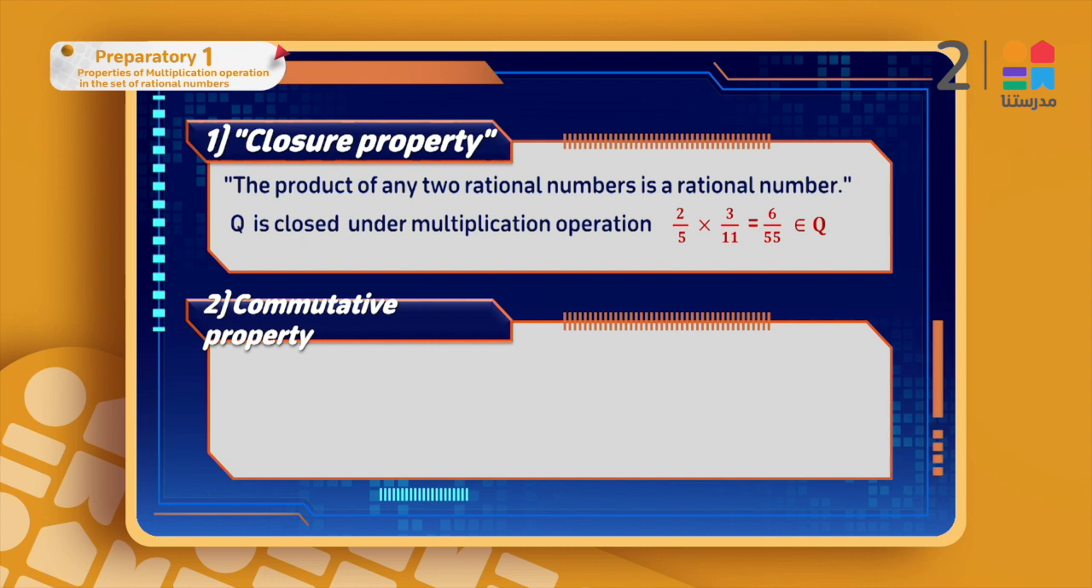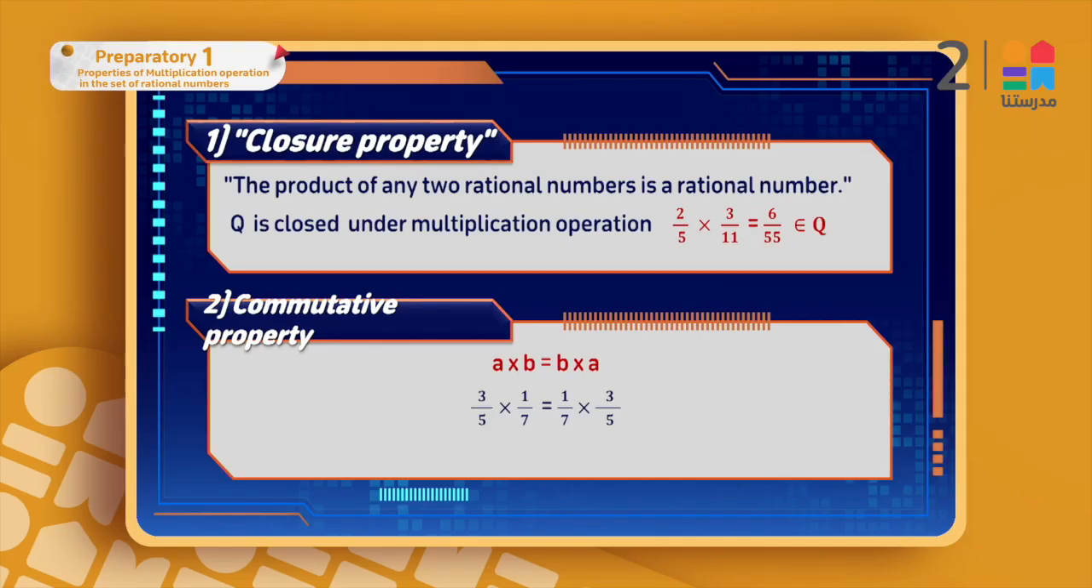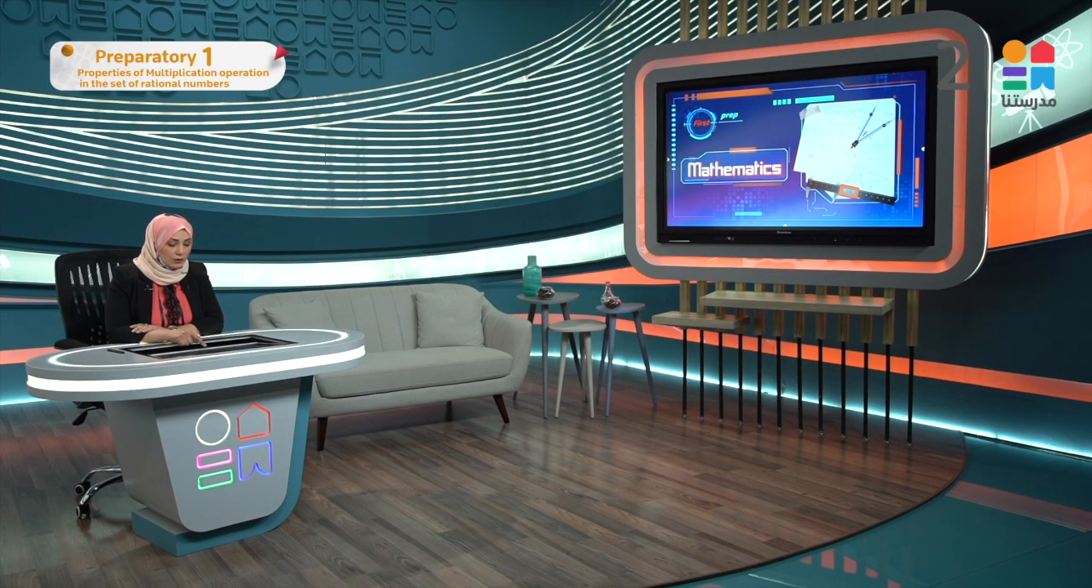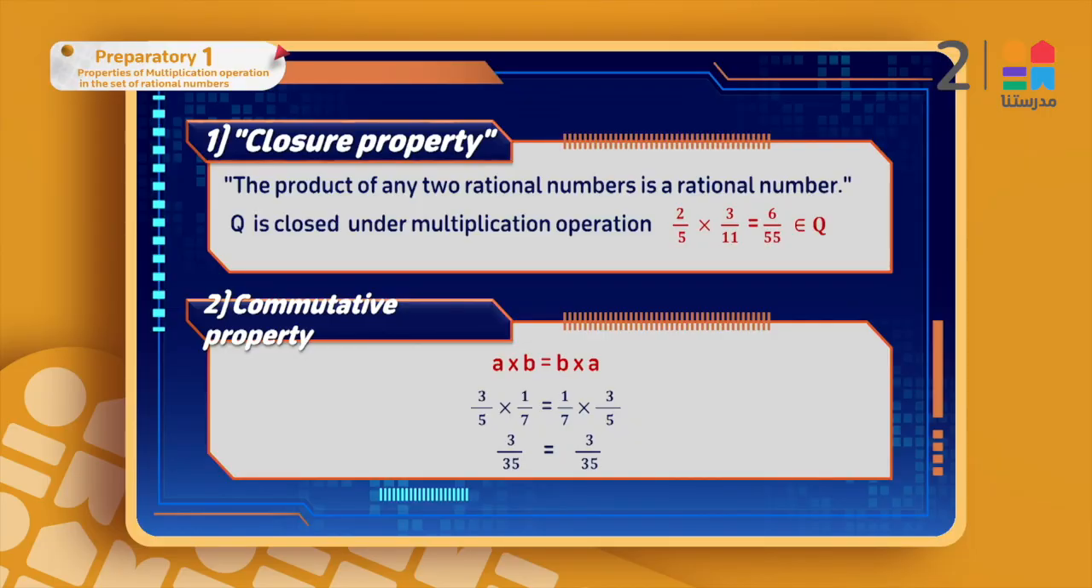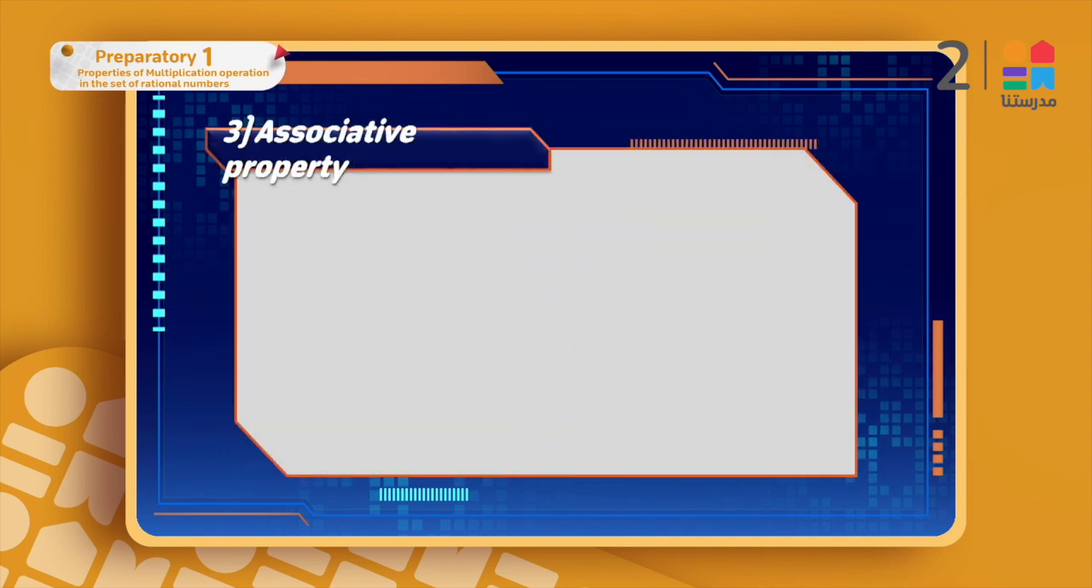Number 2, commutative property. We can switch the order. We can multiply A times B. They are equal to B times A. For example, if we have 3 over 5 times 1 over 7, we can write it as 1 over 7 times 3 over 5. And we need to evaluate the first side and evaluate the second side, then compare between them. We will get the same product. Here we have 3 over 35 in the first side, and in the second side also we have 3 over 35.